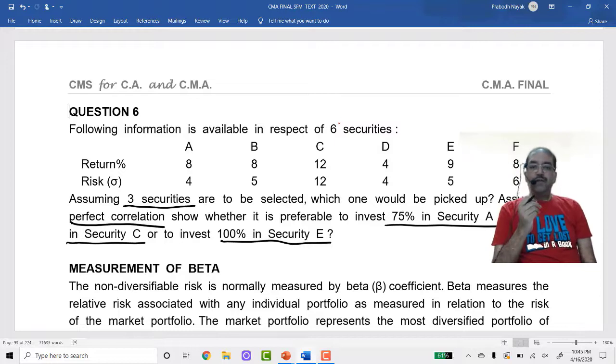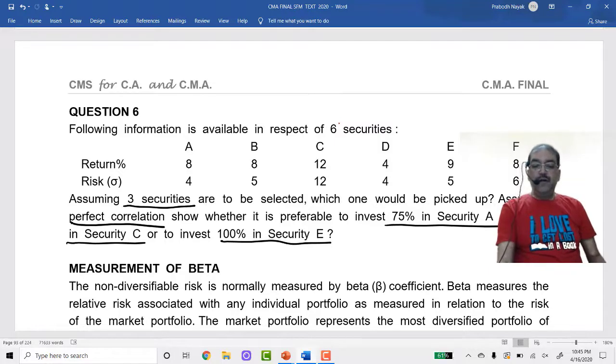How to select? Always a rational investor will be selecting those securities which give highest returns, irrespective of risk. Returns are highest, maximum returns is 12% here. First one. This is number 1. After 12%, it is 9%. That is 2.